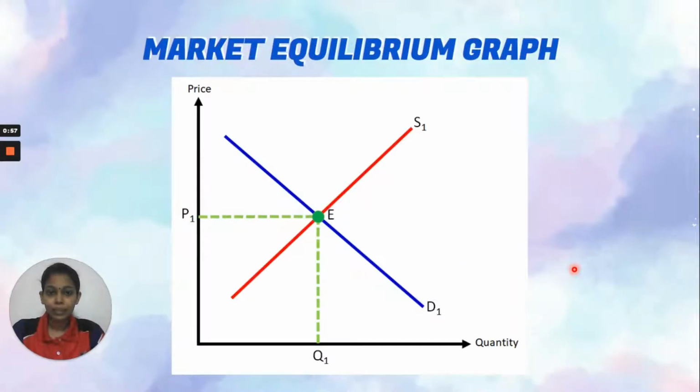Next, this is the market equilibrium graph. This blue line is the demand curve and this straight line is the supply curve. When demand and supply intersect, this is the equilibrium, where demand and supply meet. This is the equilibrium price and this is the equilibrium quantity.